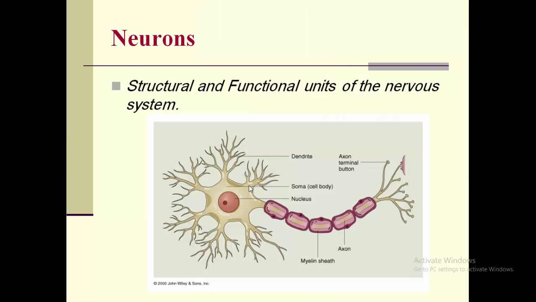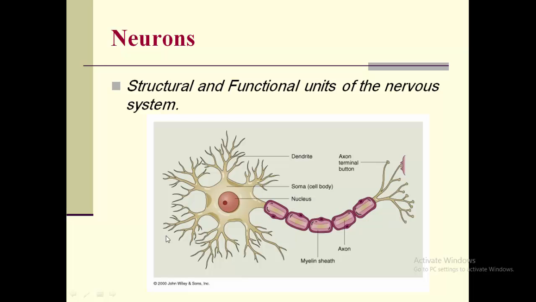What about the basic unit of the nervous system? The nervous system is made up of nerve cells, and we call these the neurons. They are not only the structural but also the functional units of the nervous system. This is a single nerve cell or the single neuron. It looks like a ghost.